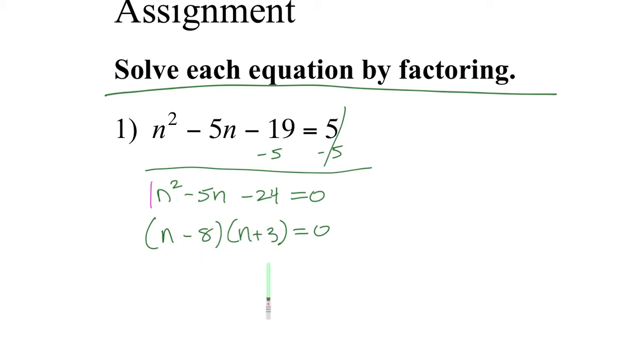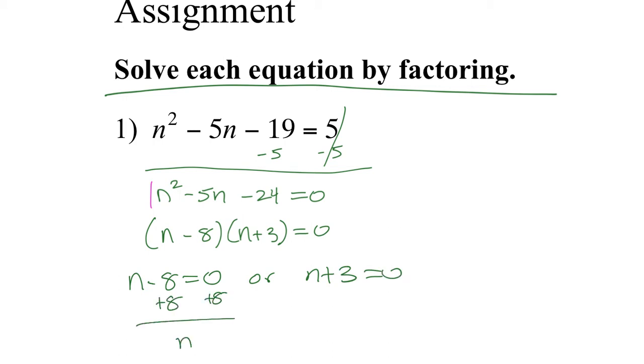Now, once I factor this, I need to find the value of n. So I'm going to take each parenthesis right here. So n minus 8 equals 0, or n plus 3 equals 0. So I'm going to add the 8 on both sides. So that means that n equals 8, or subtract the 3 on both sides. That means that n equals negative 3. And those are your two solutions.